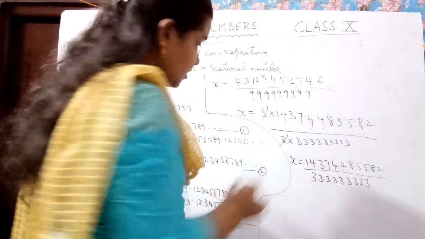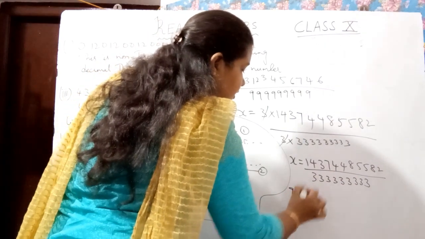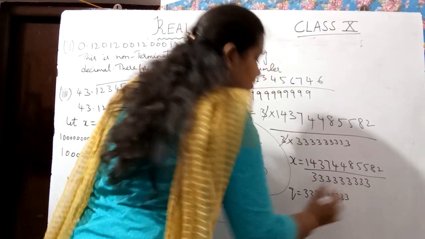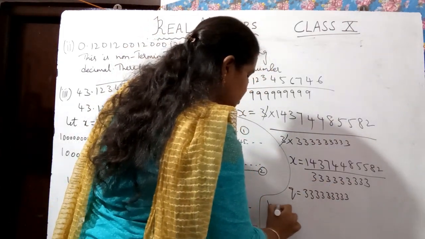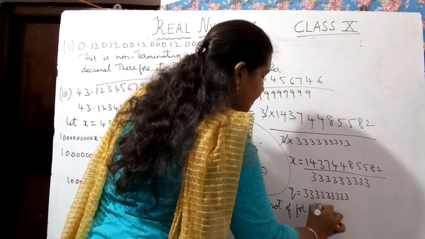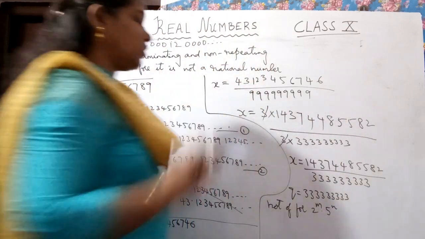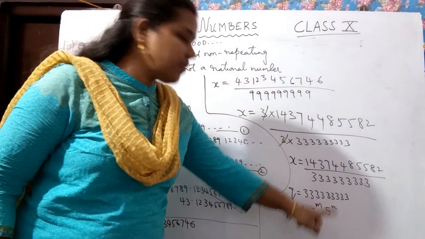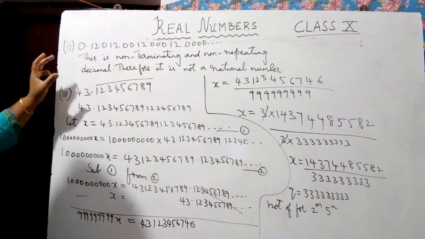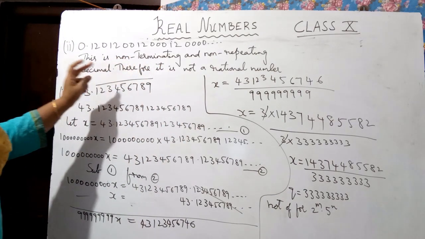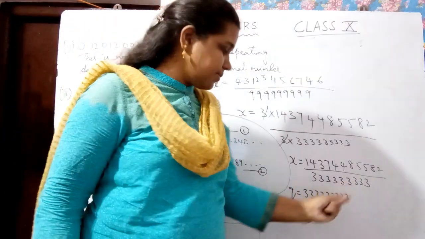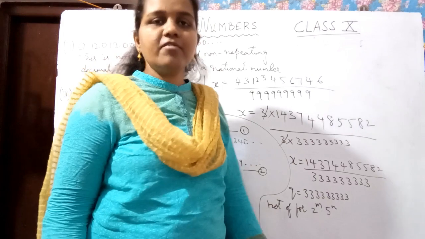So now if you observe, Q is equal to 123456789, which is not of the form 2 power m into 5 power n. Okay, so this is not in the form of 2 power m into 5 power n. So you have to write the given number in the form of P by Q and check what Q is. So if you observe here, Q is not in the form of 2 power m into 5 power n.